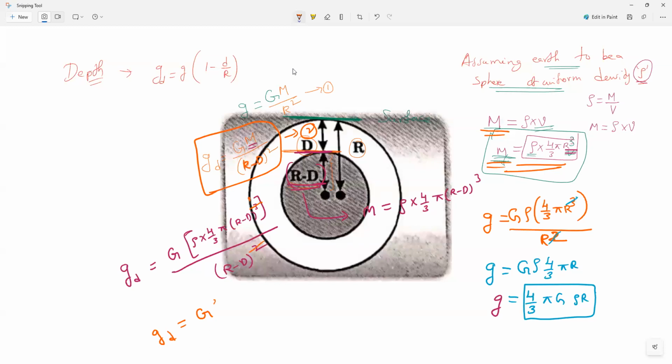G into rho into 4 by 3 into pi into (R minus D). That's all that is remaining. Any doubt in this, you can ask me. This is equation number 4, and this is equation number 3. I'll modify this one as 4 by 3 into pi into capital G into rho into what is remaining? R minus D. Any problem?